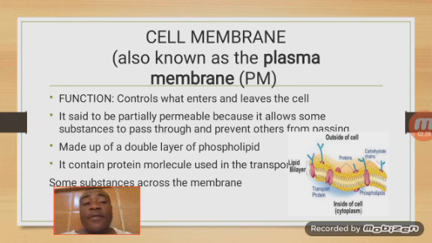Let's start with the cell membrane. What are the functions of the cell membrane? The function of the cell membrane is to control what enters and leaves the cell. The cell membrane acts as a net, and it is said to be partially permeable because it only allows some substances to pass through while it blocks out other substances. The cell membrane is made up of a double layer of phospholipid, sometimes called a phospholipid bilayer. It contains protein molecules that sometimes help to transport other substances when the gradient differs, especially during active transport. They make use of protein molecules which will move substances across this membrane.